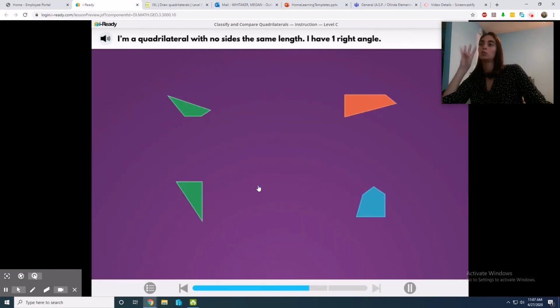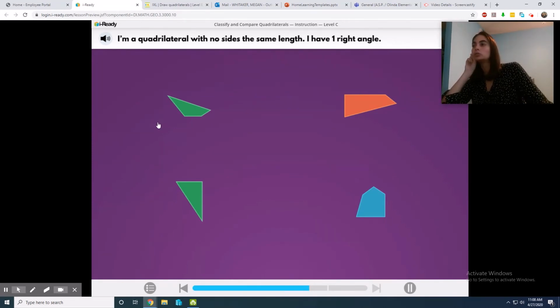So a quadrilateral, 4 sides, and none of them are the same length, and 1 right angle. So 1, 2, 3, 1, 2, 3, 4. 1, 2, 3, 4, 5, not this one. 1, 2, 3, nope, not this one. 1, 2, 3, 4. So it's either this one or this one. Okay, so the ones with 4 sides are this one and this one. So no sides the same length and 1 right angle.